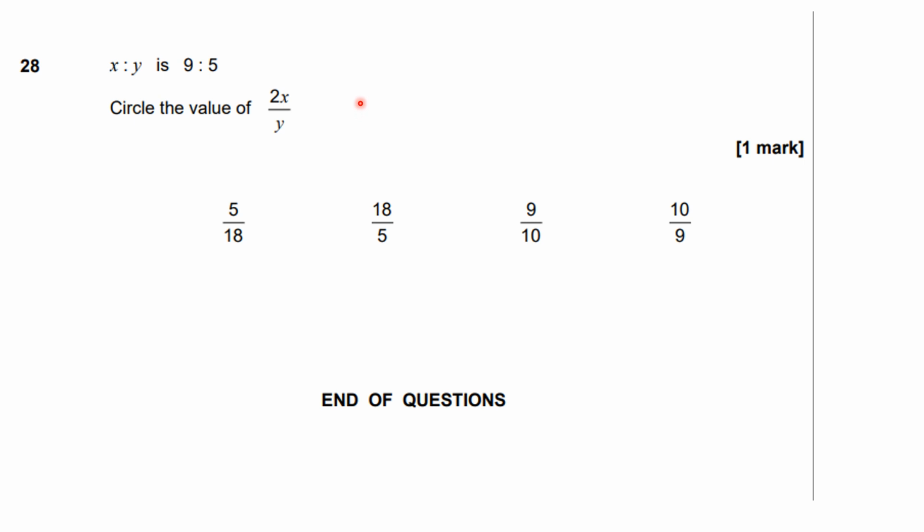So let's have a think about this. If x to y is 9 to 5, 2x will be 2 times 9, and y will be 5, so it equals 18 over 5. Is that one of the options? That's not it. That's not it. That's not it. So it's got to be this one.